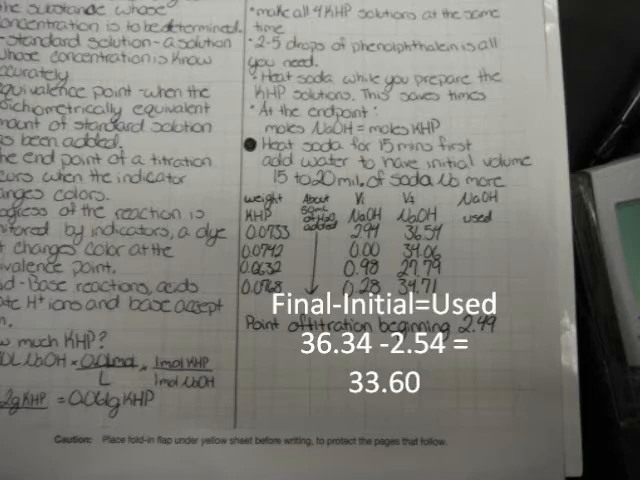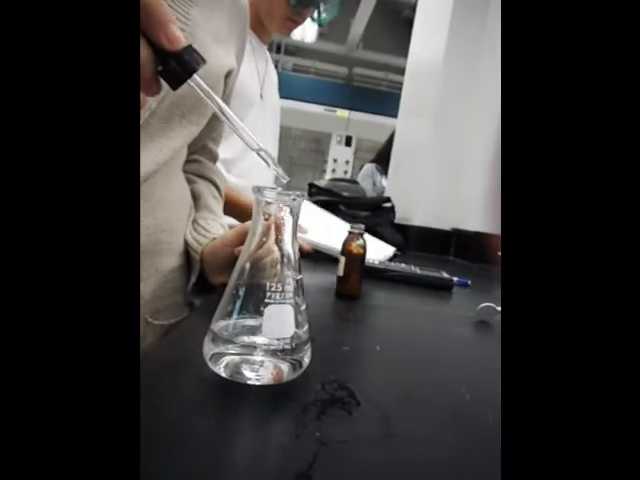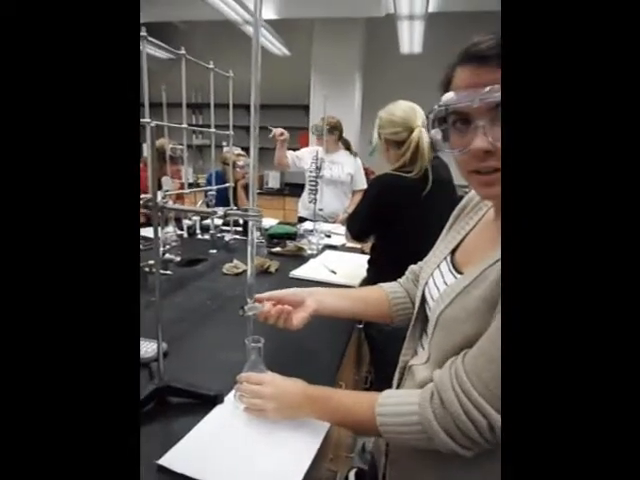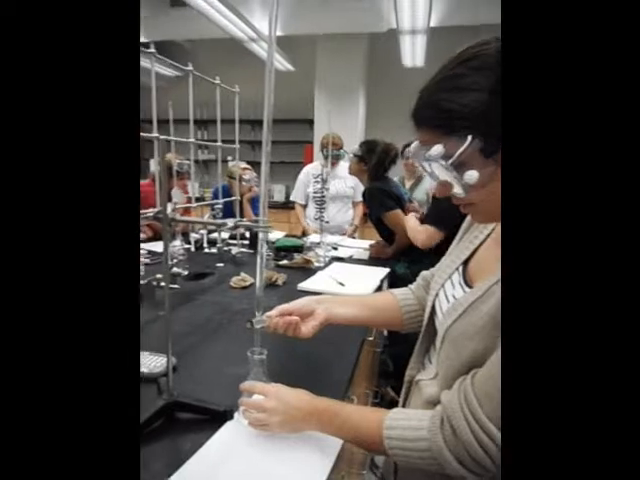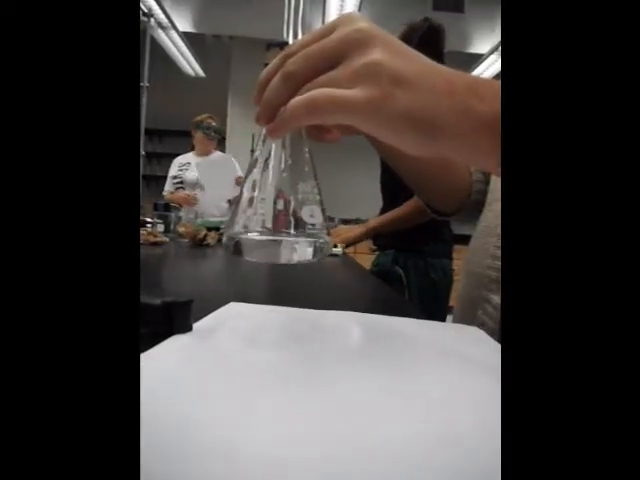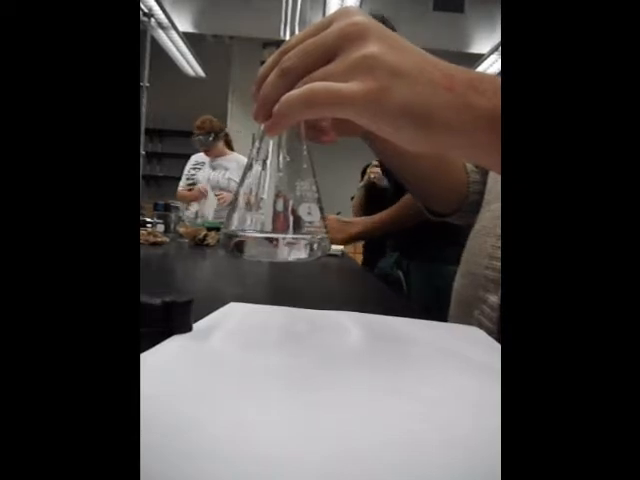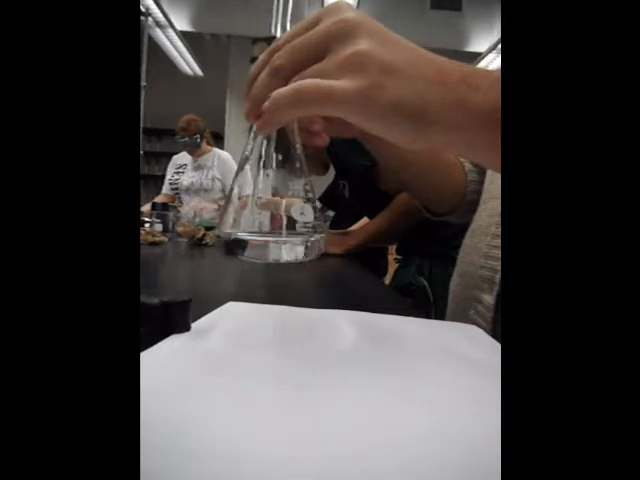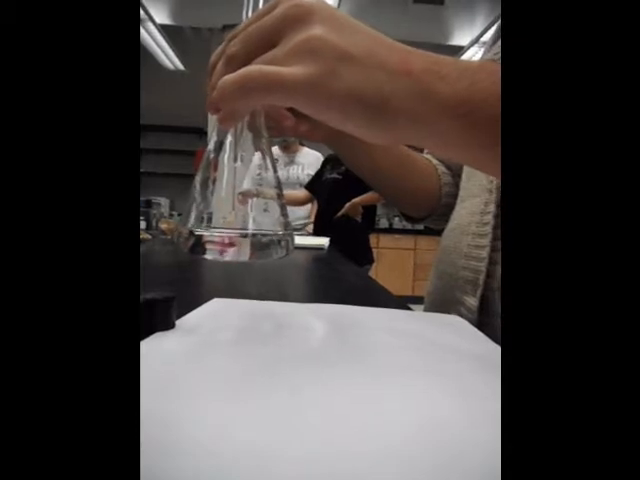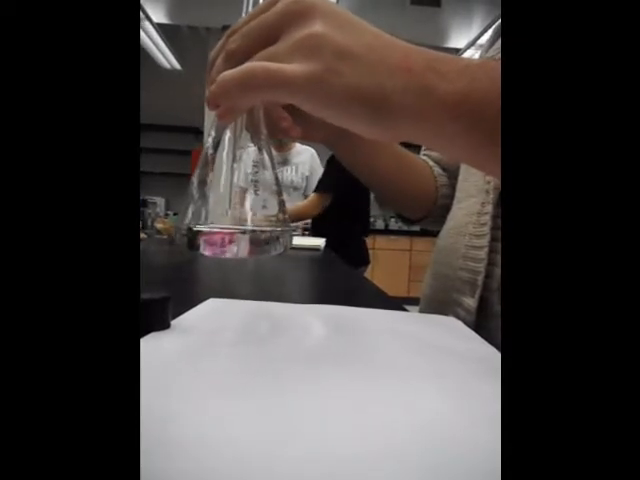And what you're doing to find the amount used is the final volume minus the initial, and that gives us 33.4, which is the amount used. Again, when you're doing titration, you want to make sure that the tip of the burette is in the flask holding the standard solution, and that will minimize splash in order to give you a better quantitative analysis, because you don't want to have much error.